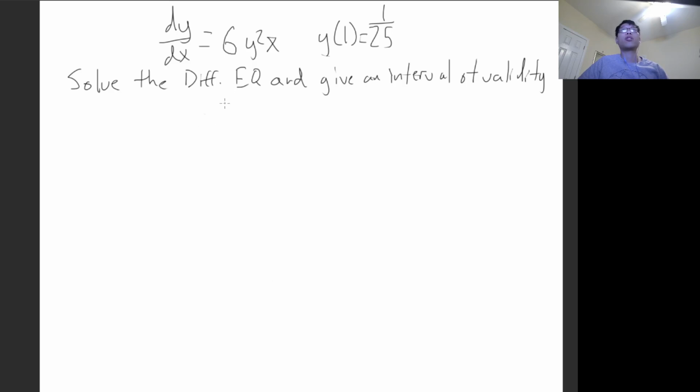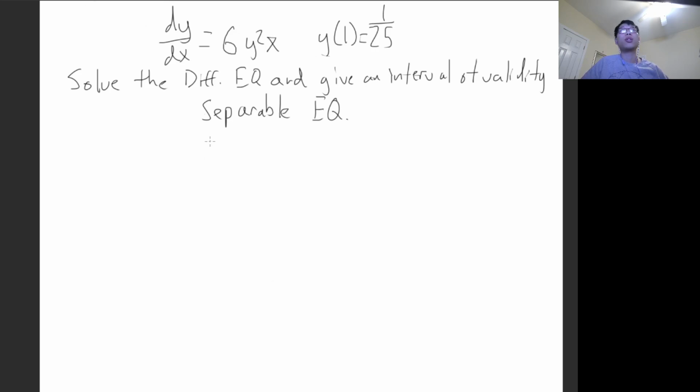So first we want to recognize what type of equation this is. Well, we have a function of y times a function of x. So that means this is a separable equation. And how we solve this is we want to isolate on one side the function of y and isolate on the other side the function of x. So how do we do this?